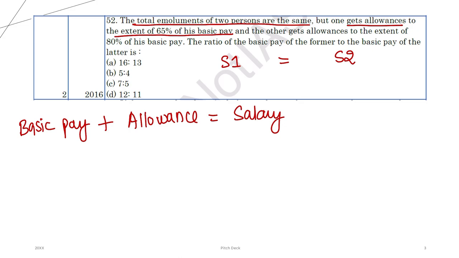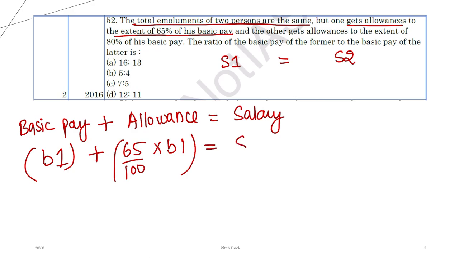So person one gets 65% of the basic pay. Suppose the person one's basic pay is B1 and allowance is 65% of B1. So 65% of his basic pay is the allowance. So this is allowance, this is basic pay, and this is the salary of person number 1.